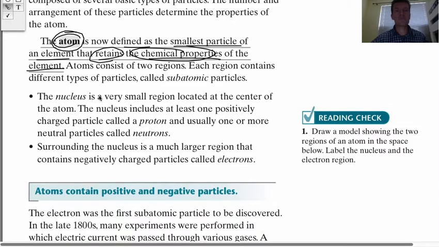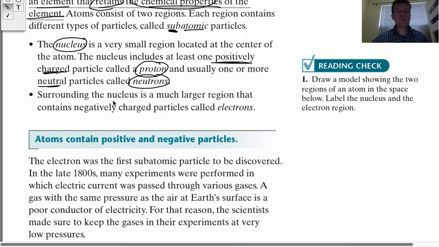So the particles we're going to be looking at are called subatomic, like under or within, deeper underneath the atom. The nucleus is the core of the atom, and inside that nucleus you have protons and neutrons. Protons are positively charged, and neutrons are neutral in their charge. They have no positive or negative charge. And then somewhere around the nucleus, we'll talk about where those regions are, you're going to have these tiny, tiny little particles called electrons, and they have a negative charge.